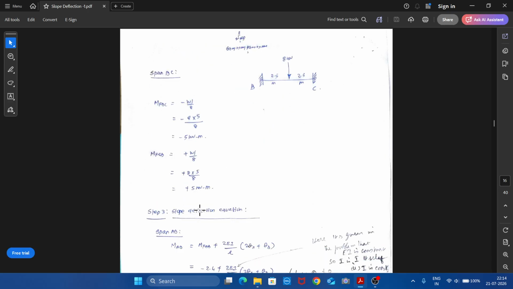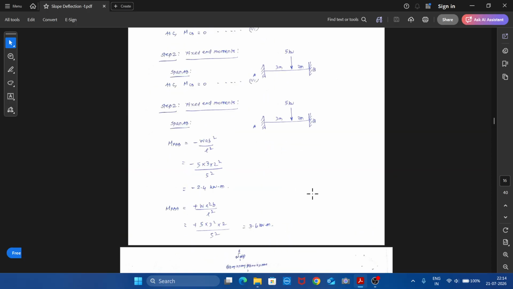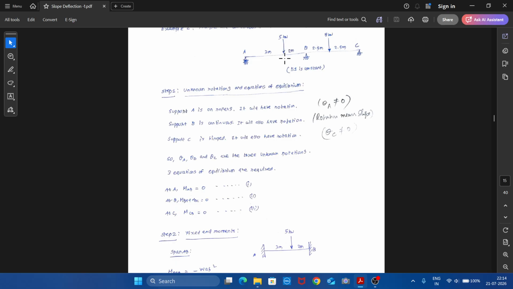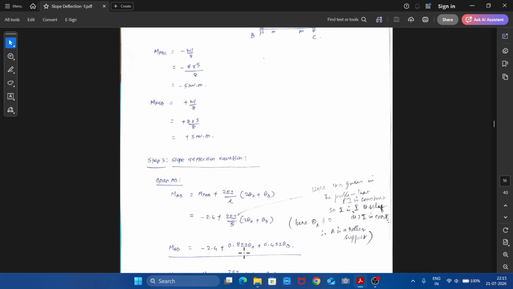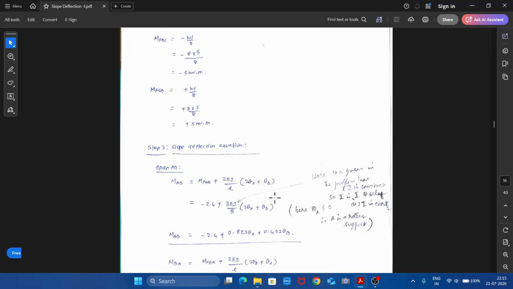Then step 3 is the slope deflection equation. We need to form the slope deflection equation for every span. Every span will have two end moments, and for those we write the slope deflection equation, which is an equation expressing the end moments in terms of fixed end moments and end rotations. For example, MAB equal to M of AB plus 2EI by L, 2 times theta near plus 1 time theta far. With regard to AB, A is the near end, so 2 times theta A plus 1 time theta B.